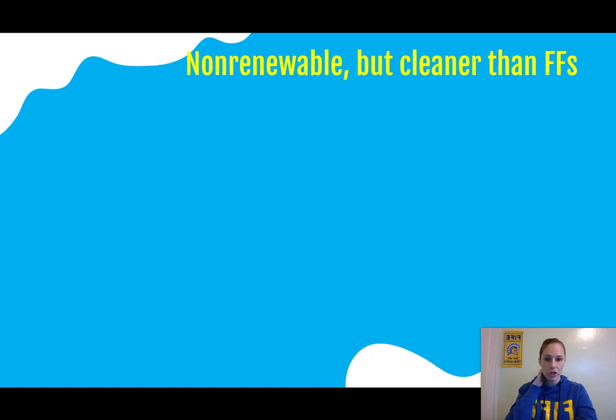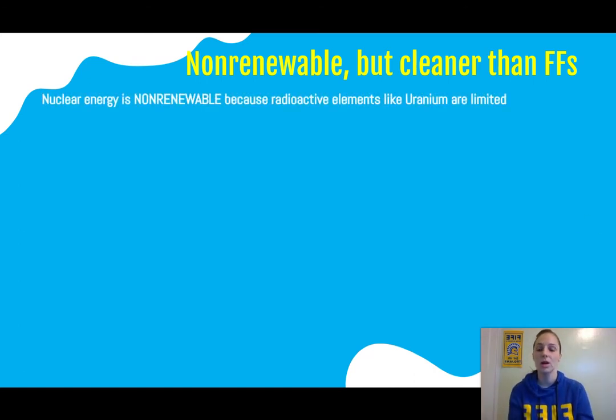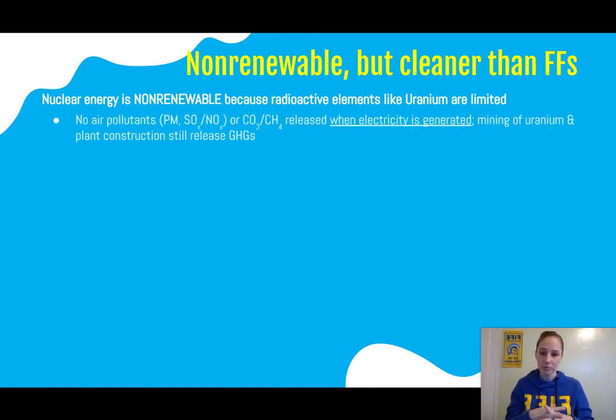Now, nuclear energy is considered a non-renewable source, but it is much cleaner than fossil fuels. The reason that nuclear energy is non-renewable is because radioactive elements like uranium are limited. We only have a certain amount of uranium here on planet Earth, so it is not a renewable resource. However, when you go through this nuclear process, it does not release any air pollutants or carbon dioxide or methane when electricity is being generated. So that is an important distinction.